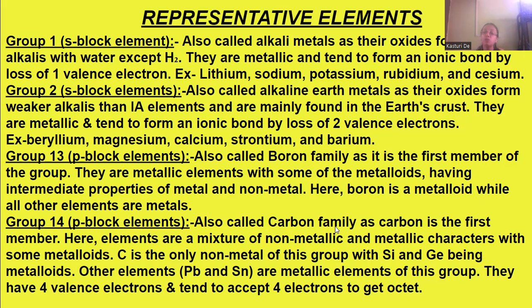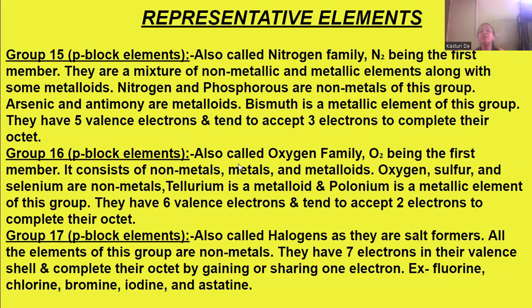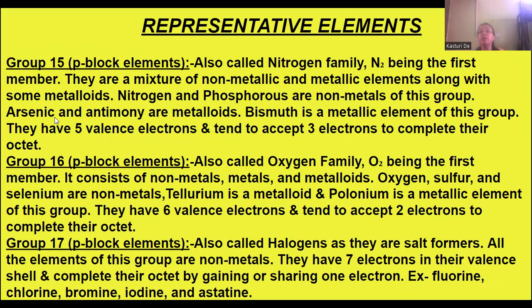Now as we move on to group number 15, we see 2 are non-metals: nitrogen and phosphorus. 2 are metalloids and 1 is a metallic element. As we move on to group number 16, the oxygen family, we see 3 are non-metals: oxygen, sulfur, and selenium. Tellurium is a metalloid, that is, 1 is a metalloid and 1 is metallic. Clear? Then as we move on to group number 17, here all are non-metals.